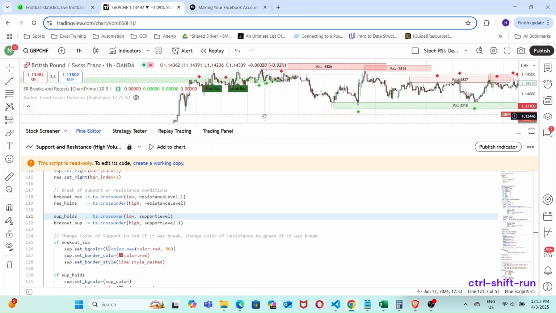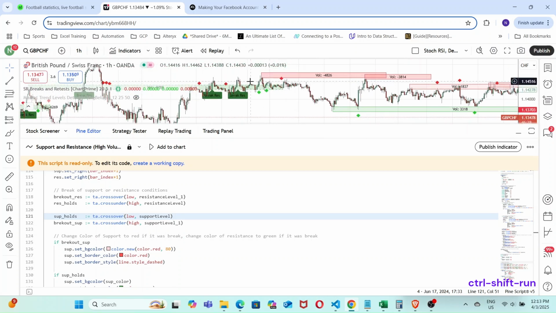Last but not least, we have the visualization of breaks and holds. The indicator uses plotchar to display small diamond-shaped markers at specific locations when a hold condition is met. A green diamond below the bar indicates support holds. Conversely, a red diamond above the bar indicates resistance holds.